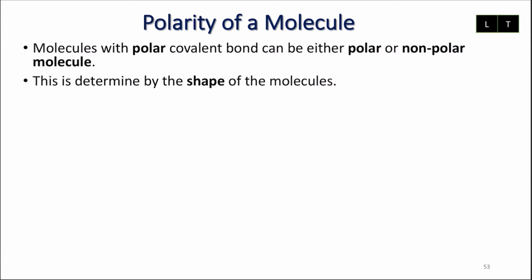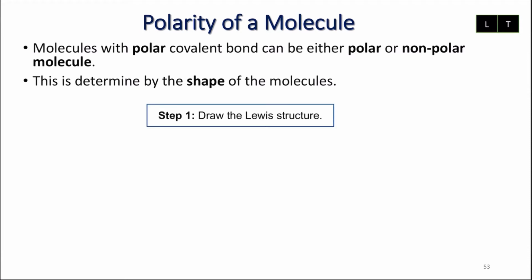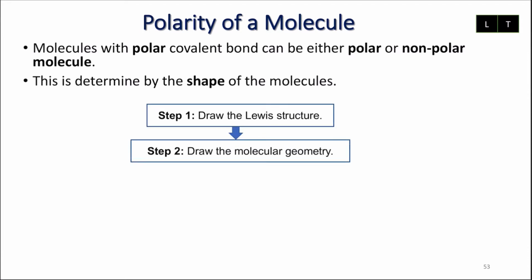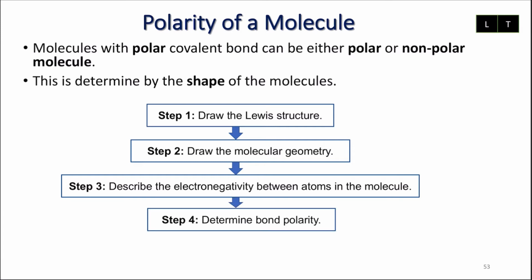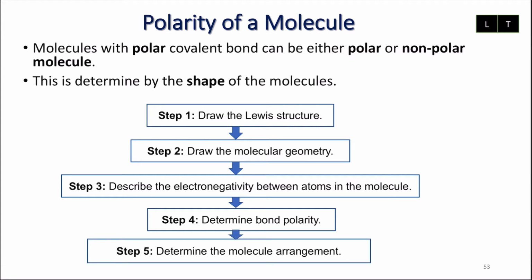So to draw the shape of the molecule ataupun the molecular geometry for that molecule, you have to draw the Lewis structure first. After that, baru awak boleh tentukan molecular geometry dan describe electronegativity between atoms in the molecule and tentukan dipole moment based on the bond polarity, and you can determine the molecule arrangement based on molecular geometry. So macam mana molecule arrangement ni?